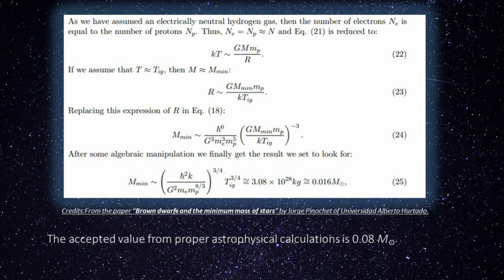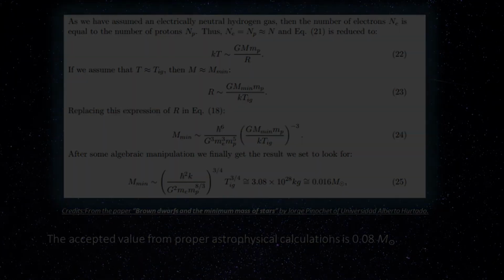Now replacing this R in the minimum mass equation which has been derived in this reference, and after algebraic manipulations, we get M_min approximately (h^2 k / (G^2 m_e m_p^(8/3)))^(3/4) times T_ig^(3/4), which is approximately 3.08 times 10^28 kg, or approximately 0.016 of a solar mass. The accepted value from a proper astrophysical calculation and consideration is 0.08 solar mass.